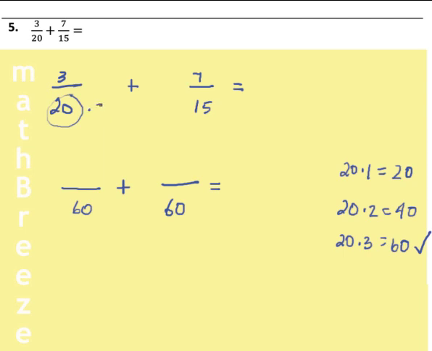Okay, 20 times 3 is 60, so we'll multiply top and bottom by 3. 15 times 4 is 60, so we're going to multiply top and bottom by 4. And now we're ready to add the numerators. 9 plus 28 is 37.